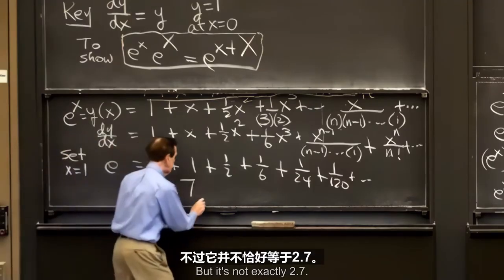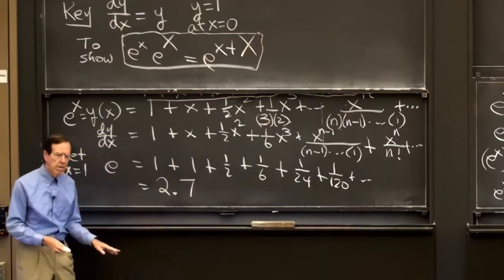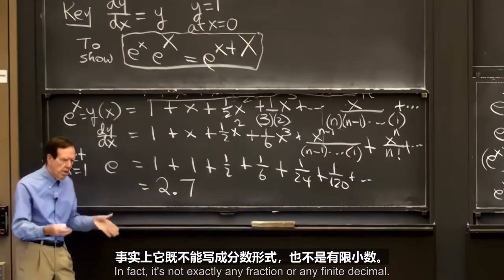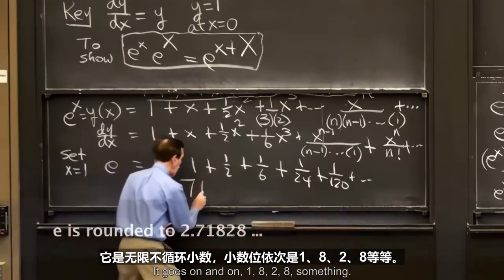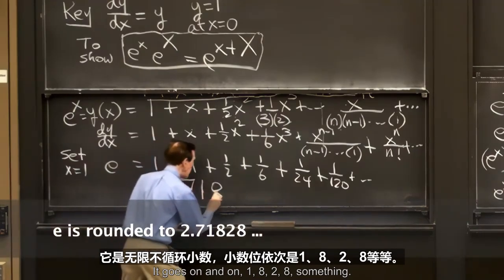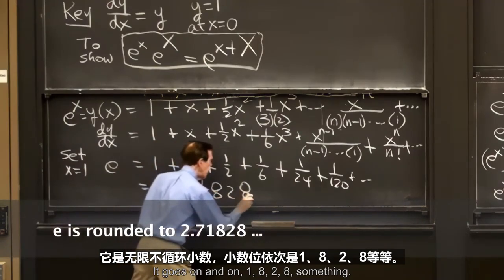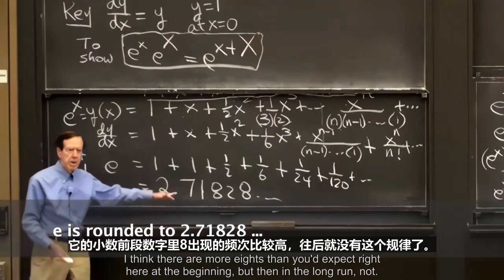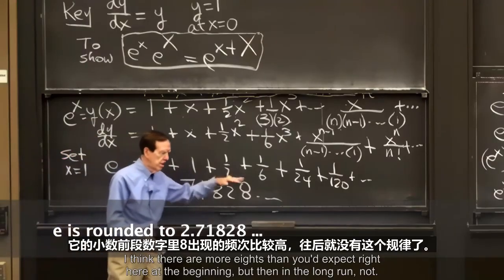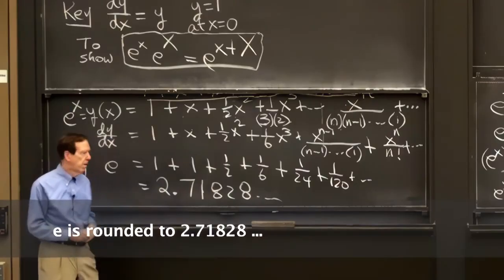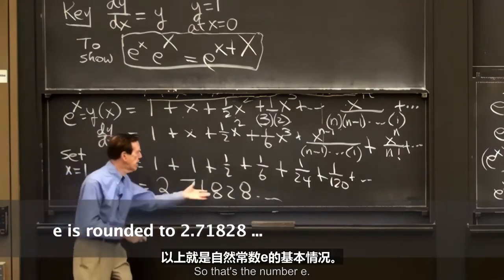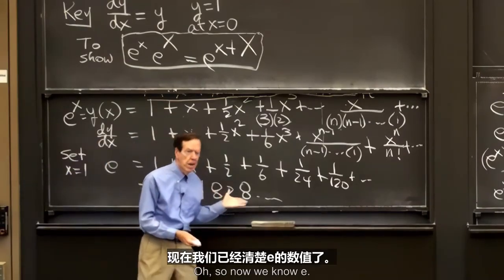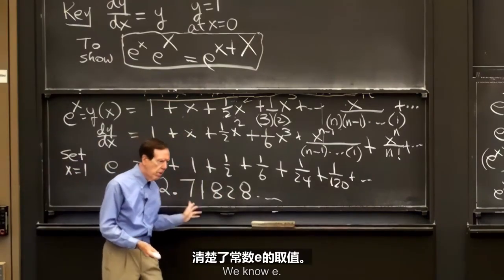But it's not exactly 2.7. In fact, it's not exactly any fraction or any finite decimal. It goes on and on. 1, 8, 2, 8, something. I think there are more 8s than you'd expect right here at the beginning, but then in the long run, not. In the long run, yeah, so that's the number e. Okay. Oh, so now we know e. We know e to the x, we know e, we know this.